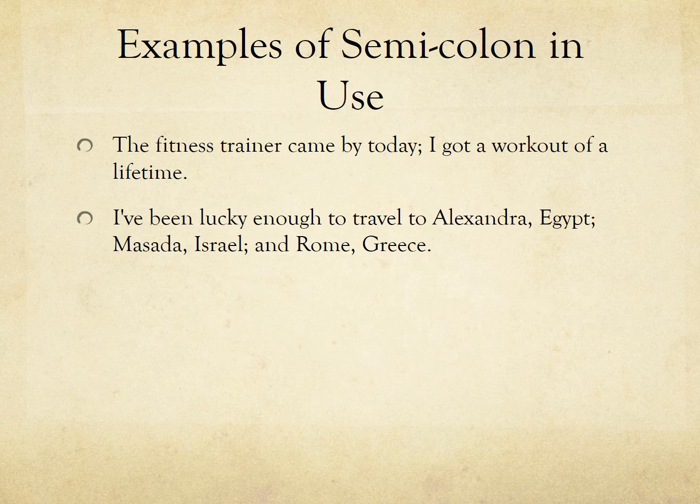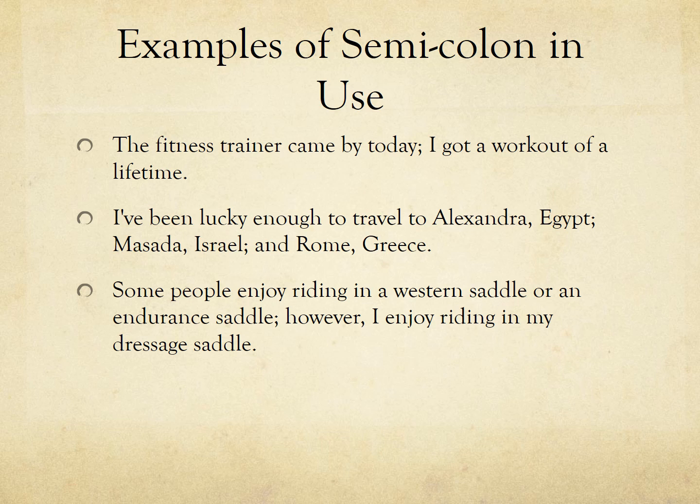And then the last example, some people enjoy riding in a Western saddle or an endurance saddle; however, I enjoy riding in my dressage saddle. This example uses the rule between independent clauses joined by a coordinating conjunction if the clauses are already punctuated with commas or if the clauses are lengthy.